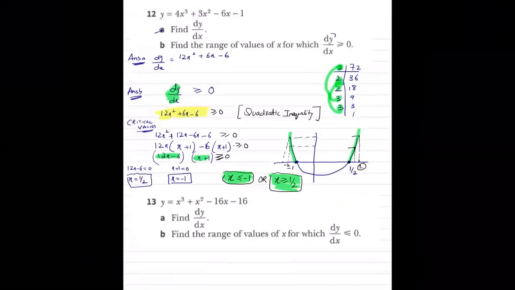Okay. So just a small question to you. If the question would have been dy by dx less than equal to 0, I just want you to tell me how would the range be different. 12x square plus 6x minus 6 less than equal to 0. Question is find the range of values of x where the gradient function is going to be less than equal to 0. अगर क्वेश्चन ये होता, मैं ऐसी क्वेश्चन बना रहा हूँ कि if the question says find the range of values of x for which the gradient function is less than equal to 0, what would you have done?